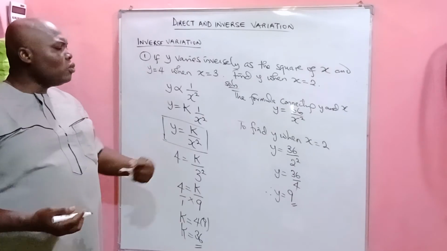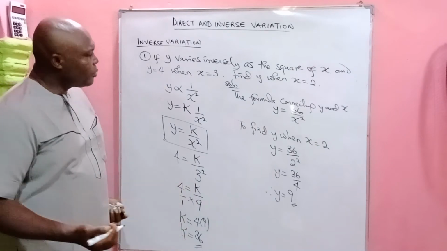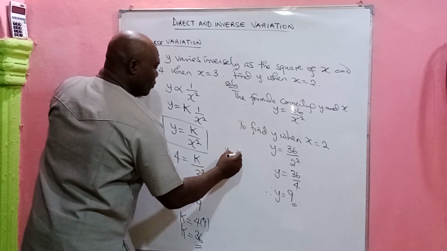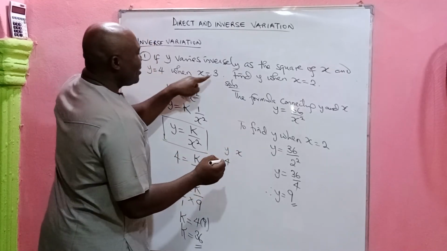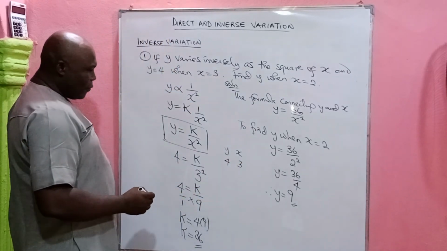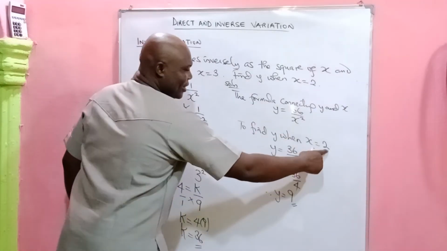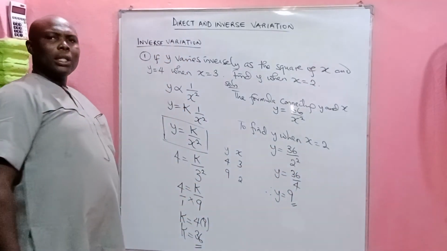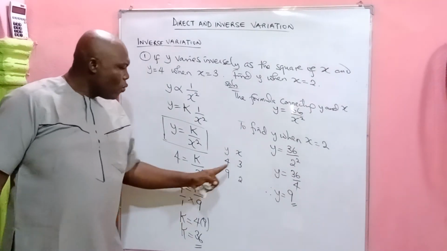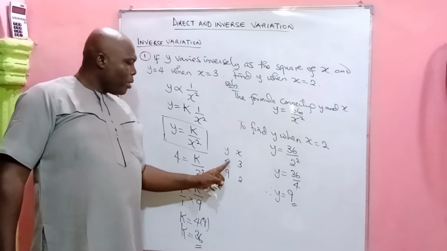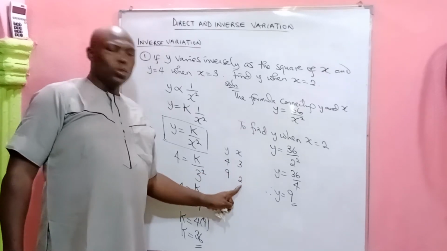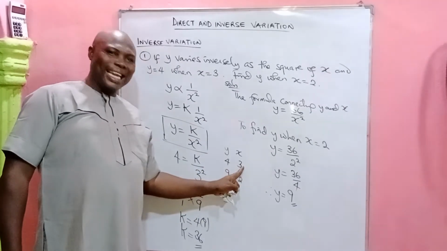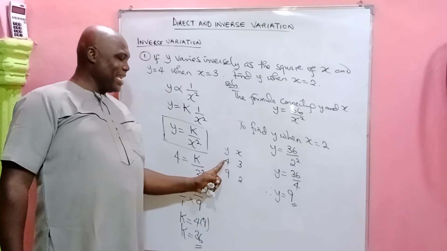Now, how do we know if what we've just done is an inverse variation or inverse proportionality? Remember that they say y is 4 when x is 3. Take note of that. But when x is 2, what did y give us? y gave us 9. Now look at it, you see that it's an inverse variation. When x was 3, y was 4. But this time around, when x decreased to 2, y rather increased to 9. When x decreased from 3 to 2, y rather increased from 4 to 9.